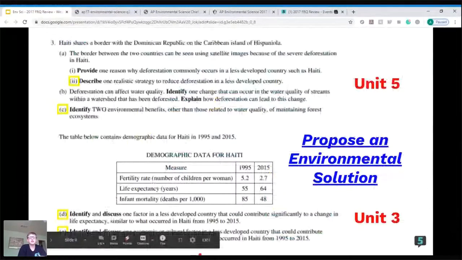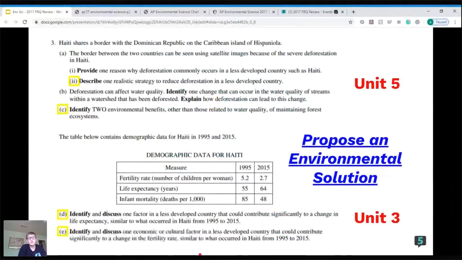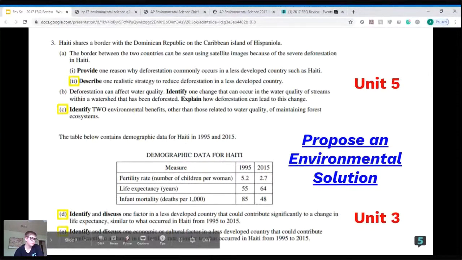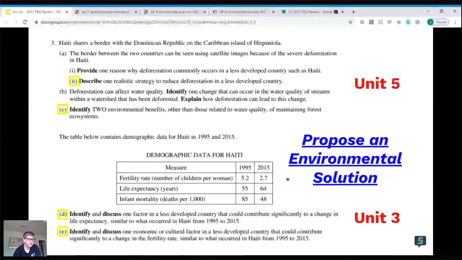Identify and discuss a factor in a less developed country that would contribute significantly to a change in life expectancy, similar to what occurred in Haiti from 1995 to 2015. So, what's a factor?